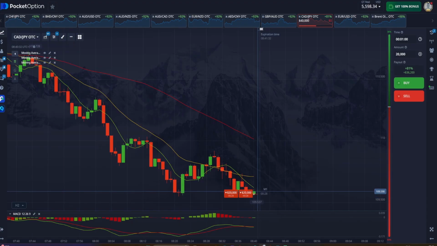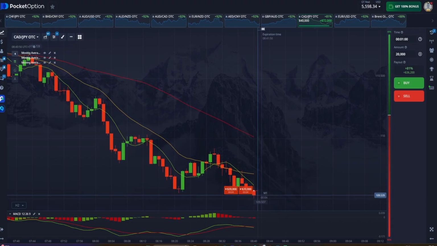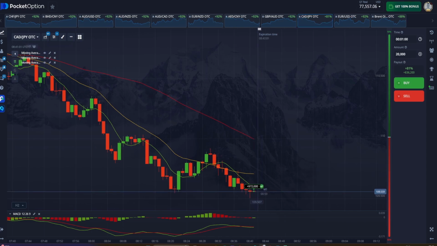I took this position right after the third candle closed, ensuring the signal was valid and not a false move. Now let's see the result. Okay, profit, just as expected. I think that's enough for today's trading session. As you can see, this strategy works with remarkable accuracy when applied with discipline.